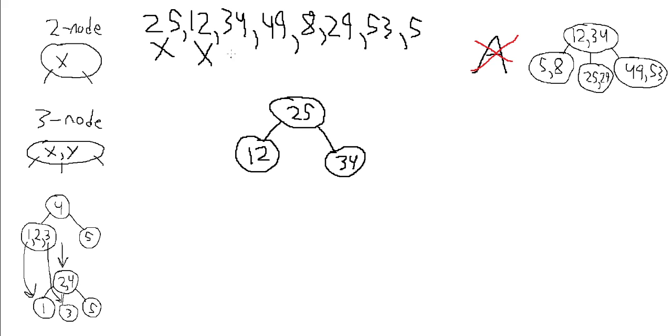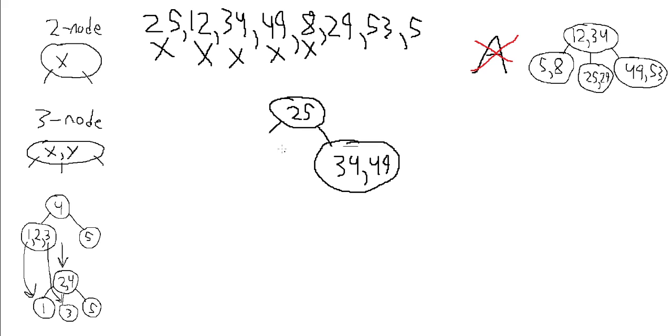Next, we have 49. 49 is greater than 25, and so it goes to the right subtree, and it joins with this leaf node with 34. Next, we have 8. 8 is less than 25, so it goes to the left subtree, and it joins the 12. And that is a leaf node, so we can go ahead and insert it right in.